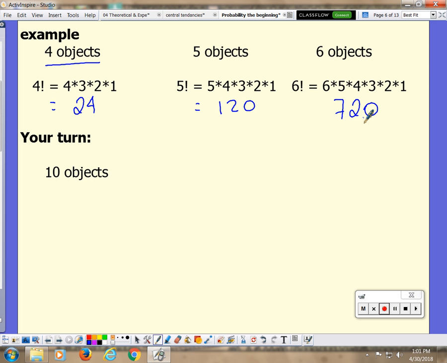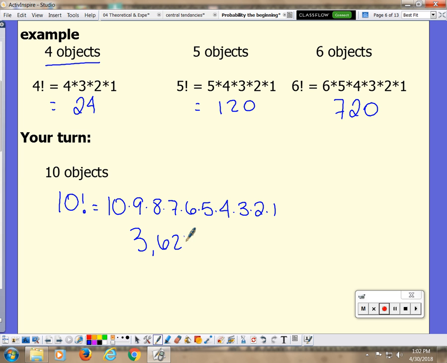What does 10 objects look like? Once again, this would be your turn, and I would have you come up here. So take a moment. What do you think 10 objects would look like? That's right, it would be 10 factorial. And how do you write that out? That's right, 10 times 9 times 8 times 7 times 6 times 5 times 4 times 3 times 2 times 1. And when you put all that into your calculator, you get 3,628,800.